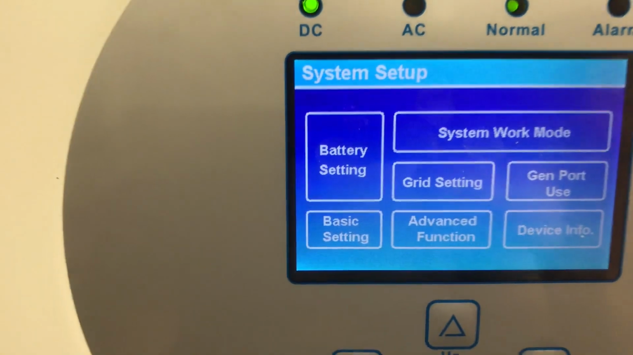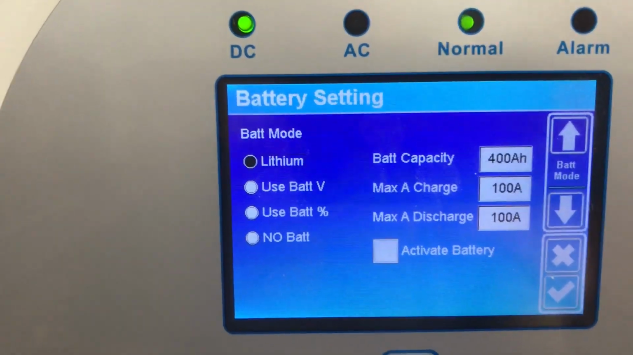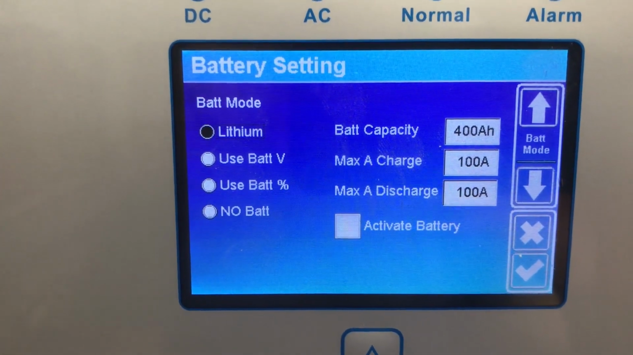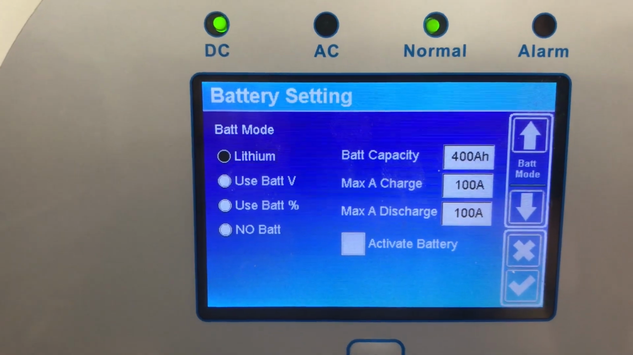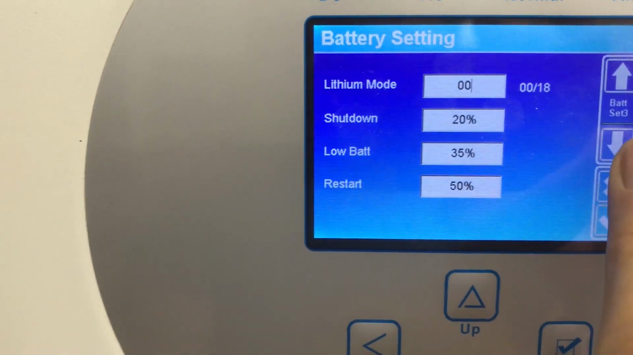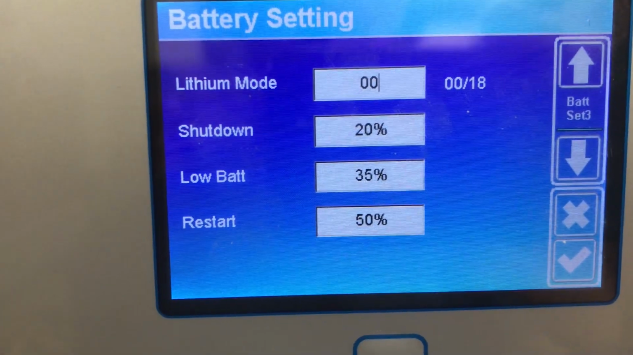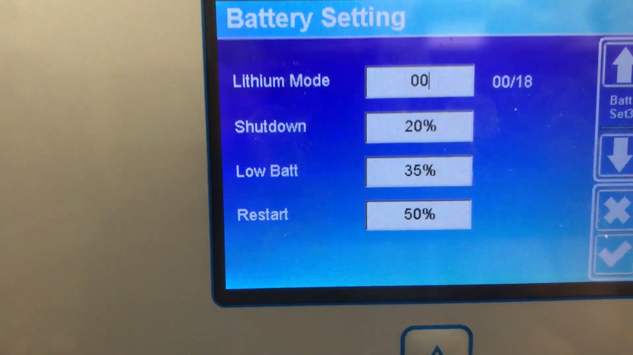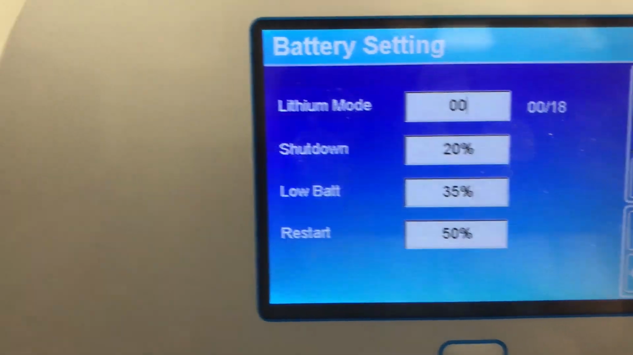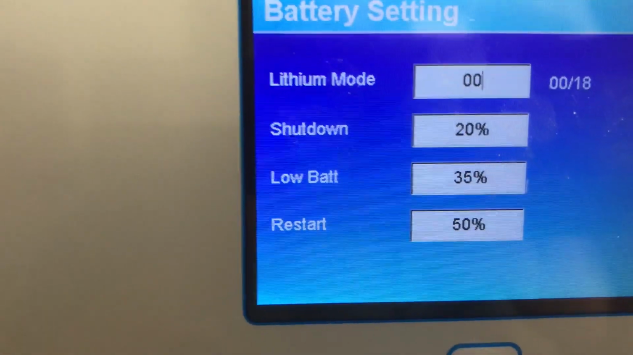On the setup side, these are set to lithium. In your inverter manual, I think you can set the type of lithium. Let me just check where that is. Okay, yeah. So you have this lithium mode. I think mine was just set up the way it should have been. I kept the default, so shutdown at 20%, low battery at 35%, and restart at 50%.